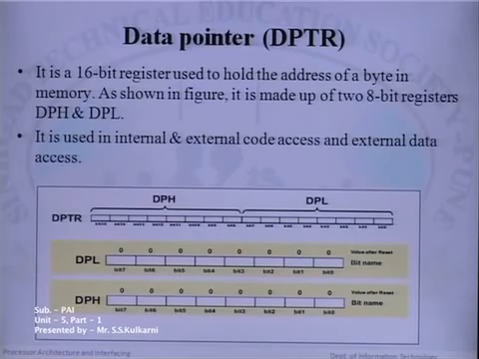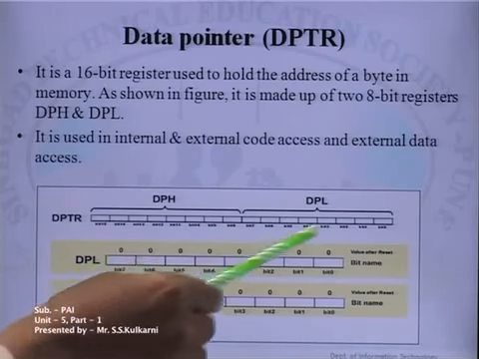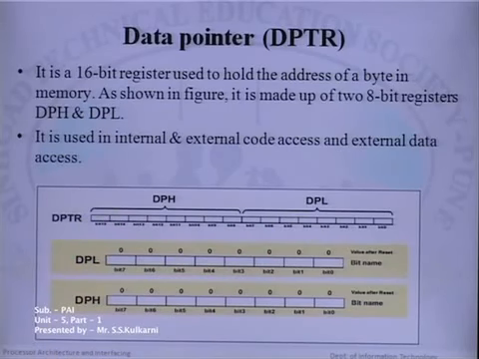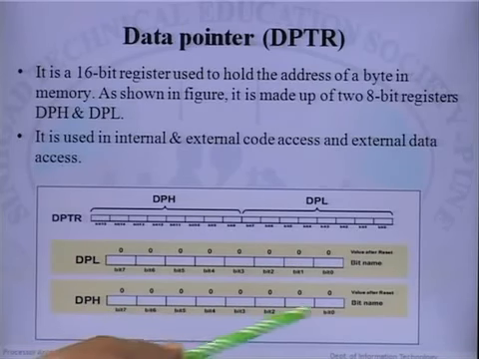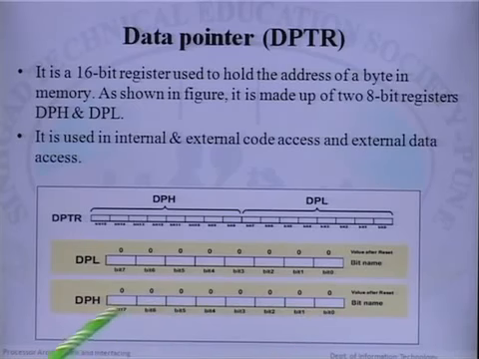Then comes the data pointer, which is abbreviated as DPTR. It is a 16-bit register used to hold the address of a byte in memory. As shown in the figure, it is made up of two 8-bit registers, that is DPH and DPL. Together they form the DPTR of size 16 bits. DPH and DPL both are of size 8 bits, having the bitmap from bit 0 to bit 7 respectively. It is used in internal and external code access and external data access.